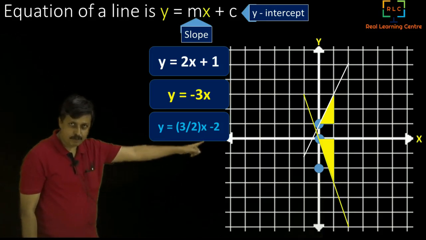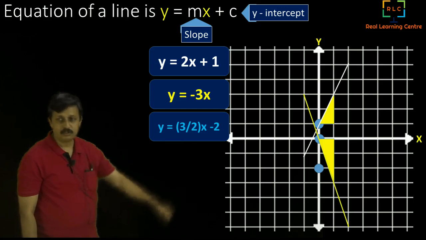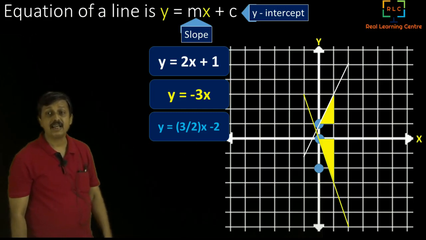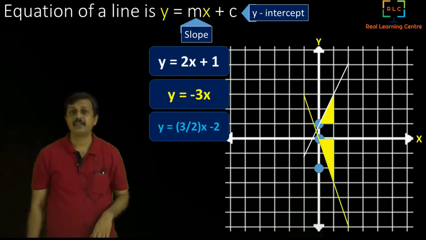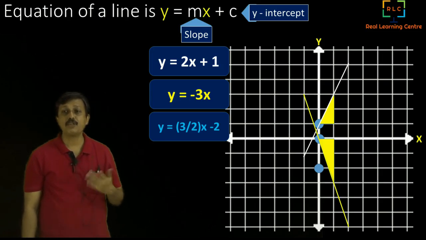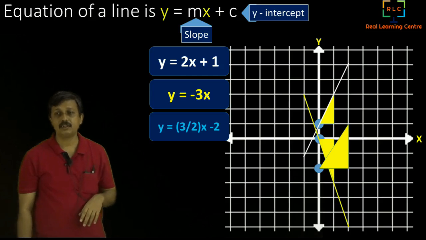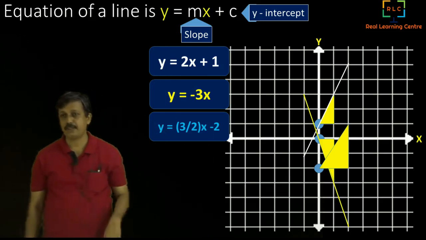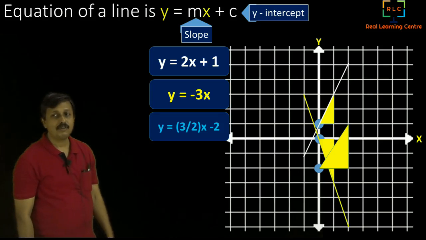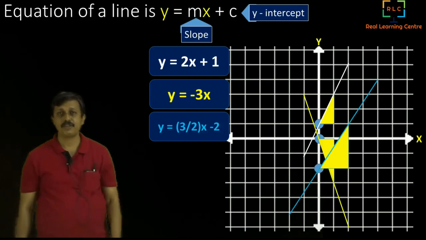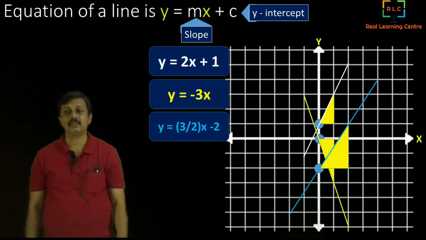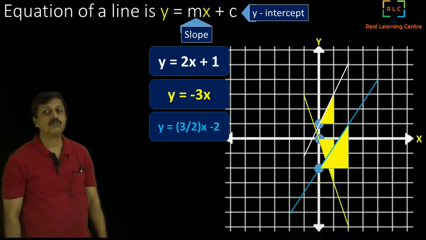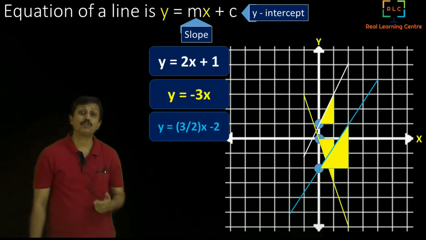So I will take my point there at -2. After taking the point at -2, what will I do? I will create a 3 by 2 kind of a triangle. How do I do that? At that point, 2 on the right side, 3 up, 3 by 2, and that hypotenuse I am going to join and make a line. So that is our y = 3/2 x - 2.